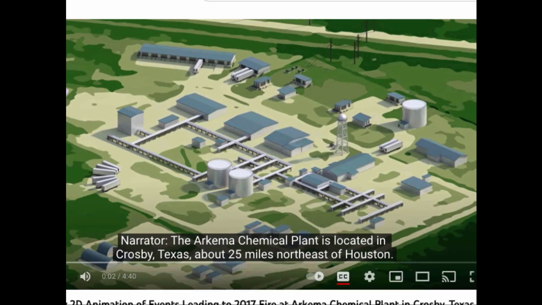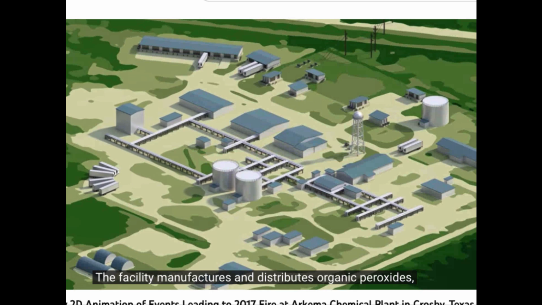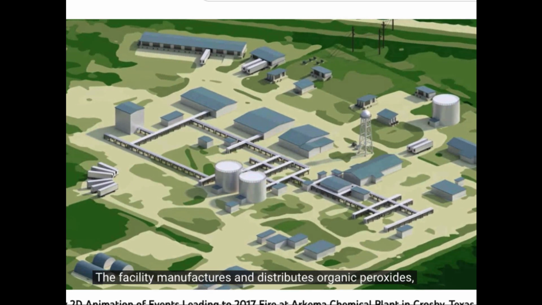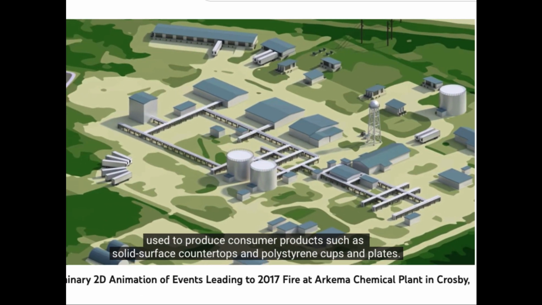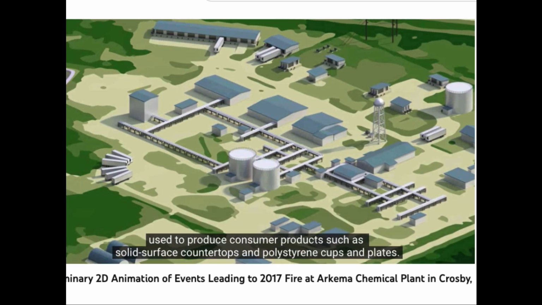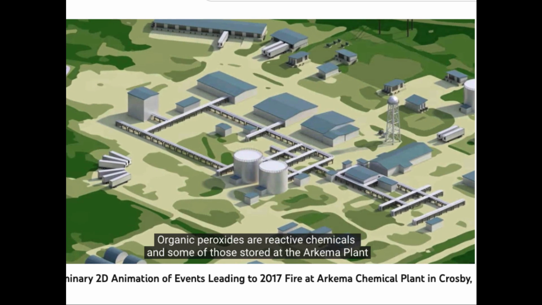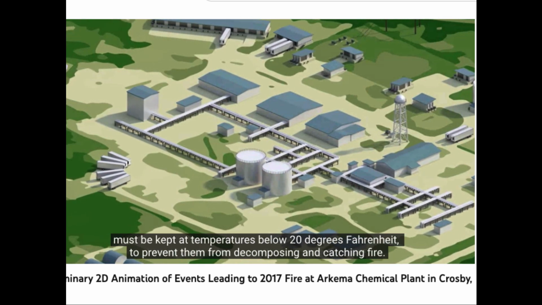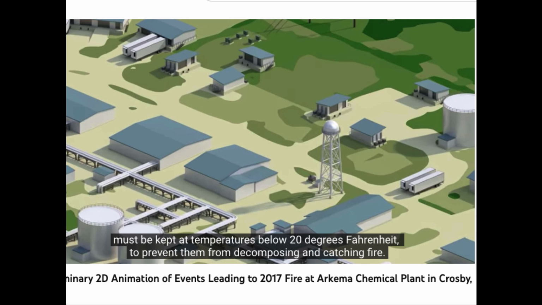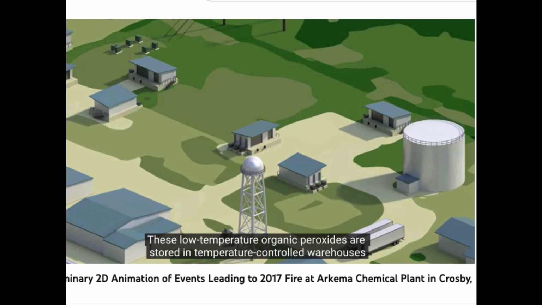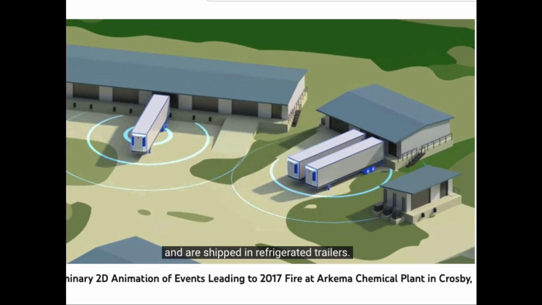The chemical plant is located in Crosby, Texas, about 25 miles northeast of Houston. The facility manufactures and distributes organic peroxides used to produce consumer products such as solid surface countertops and polystyrene cups and plates. Organic peroxides are reactive chemicals, and some of those stored at the Arkema plant must be kept at temperatures below 20 degrees Fahrenheit to prevent them from decomposing and catching fire. These low-temperature organic peroxides are stored in temperature-controlled warehouses and are shipped in refrigerated trailers.